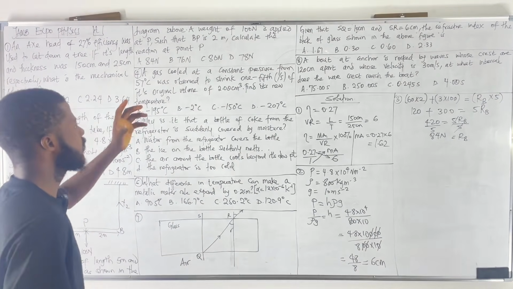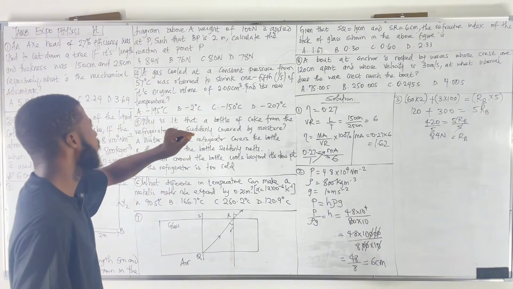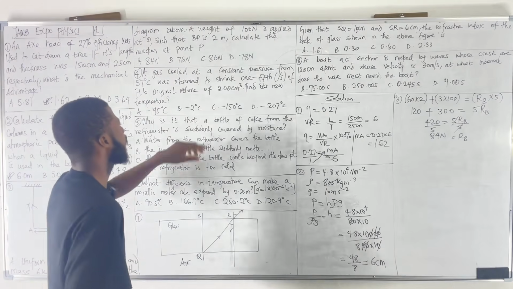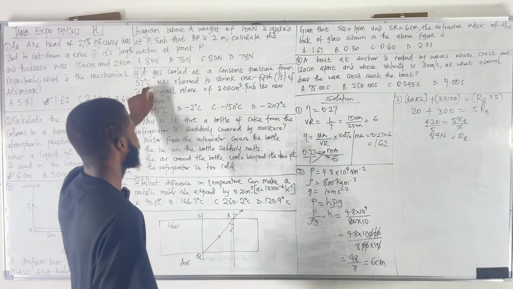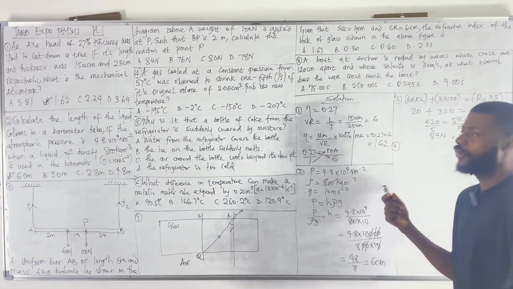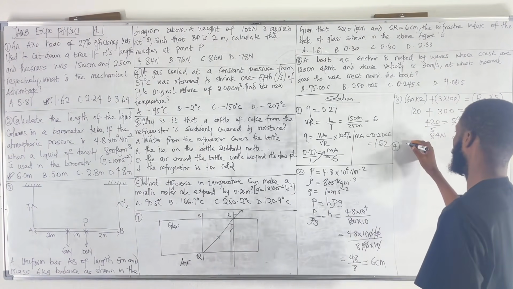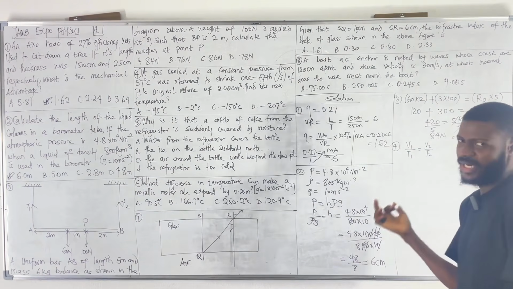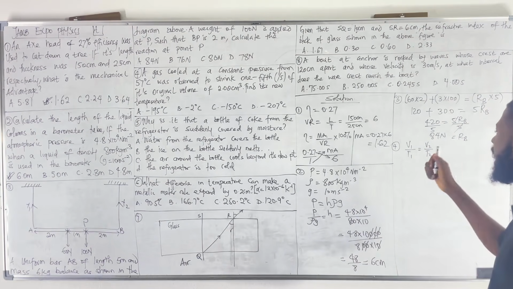A gas cooled at a constant pressure from 57 degrees Celsius was observed to shrink 1/5 of its original volume. You have to find the new temperature. Now, if the pressure is constant and we're having temperature and volume, question 4. Remember from gas laws that V and T would become V1 over T1 equal V2 over T2. I don't know if you recall something like this. Okay, so this is the formula we're going to be using.